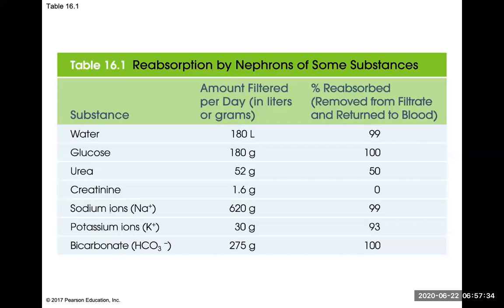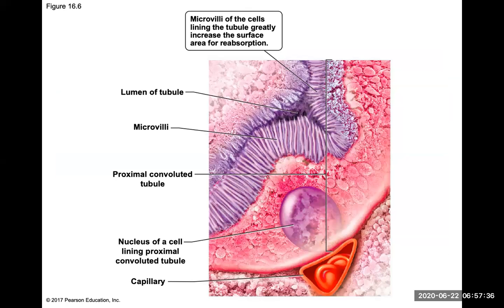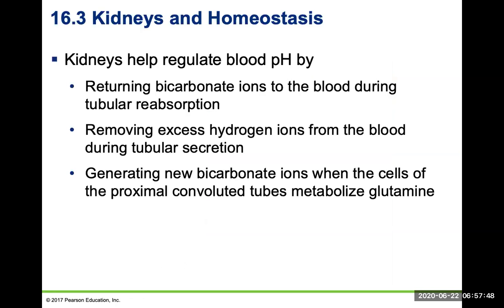Here's a look at the lumen of a tubule showing how microvilli of the cells lining the tubule greatly increase the surface area for absorption. Kidneys help regulate blood pH by returning bicarbonate ions to the blood during tubular reabsorption and by removing excess hydrogen ions from the blood, generating new bicarbonate ions when the cells of the proximal convoluted tubes metabolize glutamine. And again, this is important for regulating blood pH.